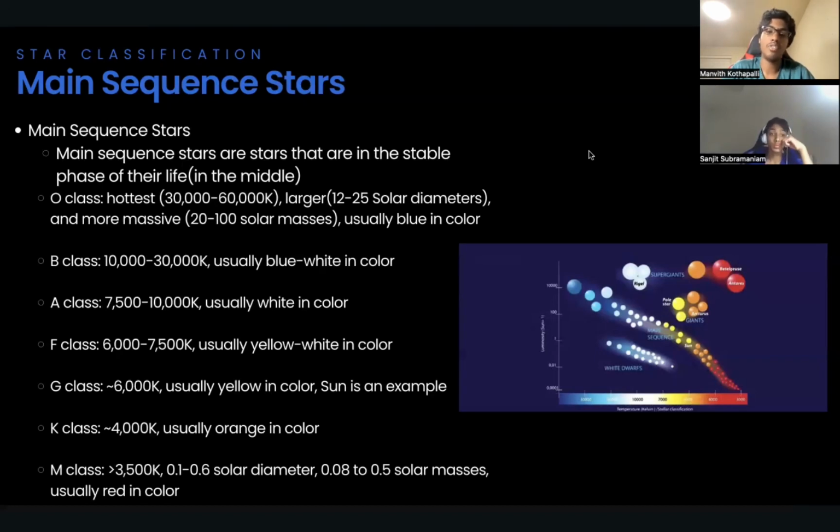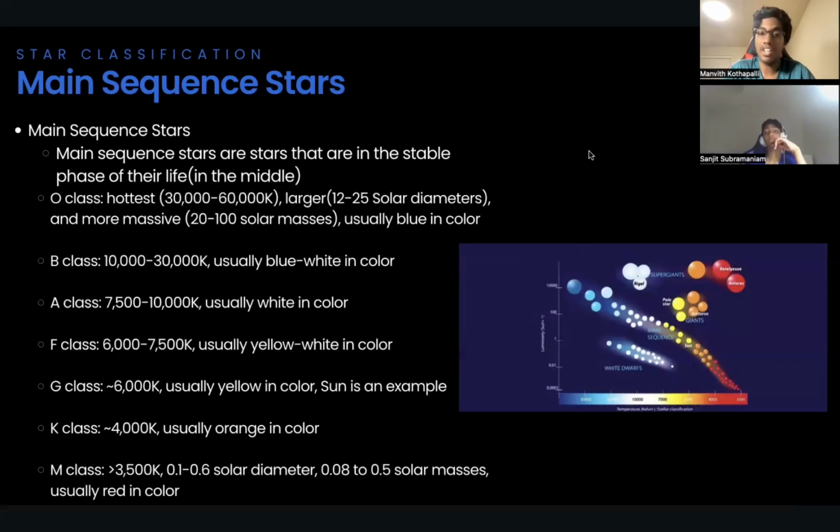Then comes A-class stars, which are in white color. These stars have temperatures ranging from 7,400 Kelvin to 10,000 Kelvin. Lines of hydrogen are prominent in their spectra. Blue giants are also usually in this class.